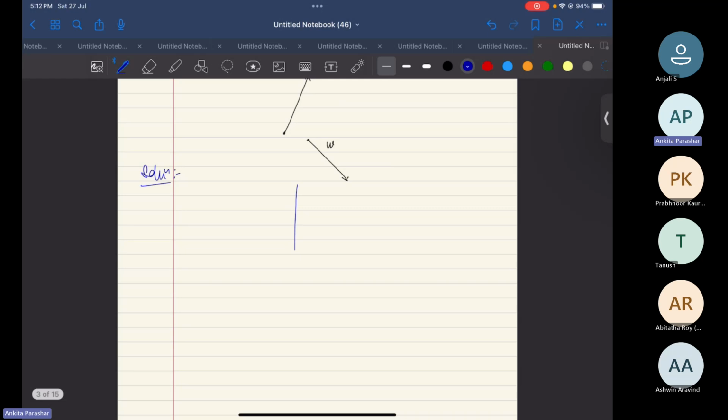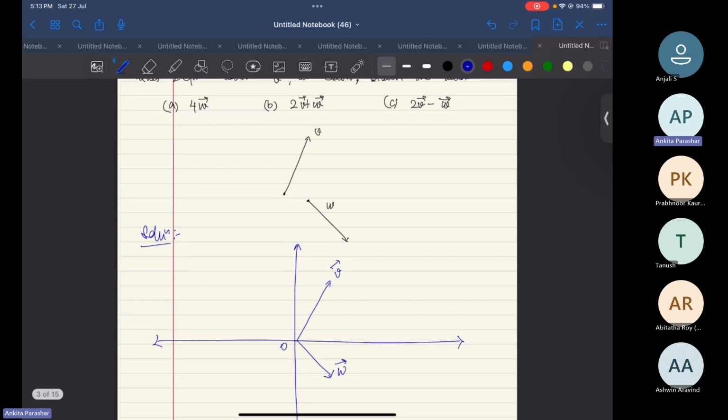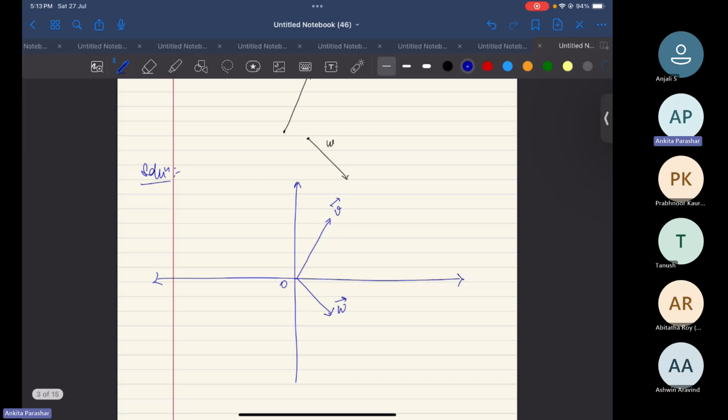Okay, let me draw this first. Let me just draw what vectors we have. So I think if I'm drawing correctly, this is my vector v, and this is my vector w. Okay, this is our plane. We want to see what is 4 times vector w. We can also see it without drawing this Cartesian plane, but let's see it through the plane. Okay, what is 4 times vector w?